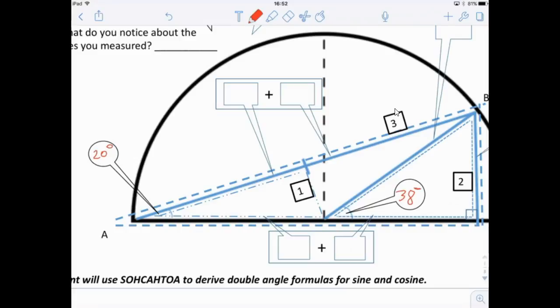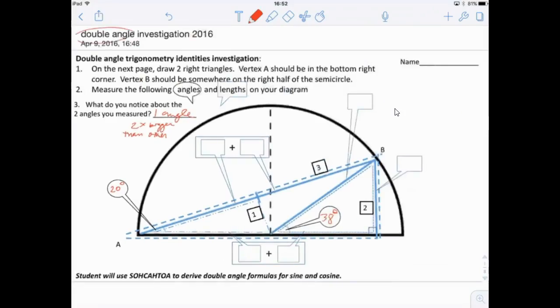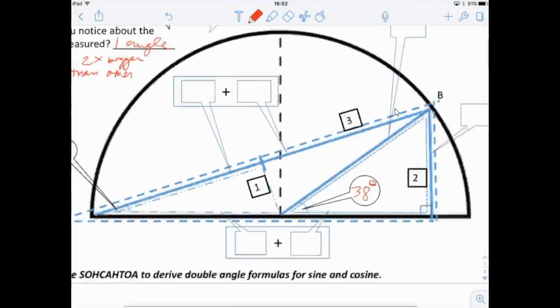So you might notice in your case that your two angles have one angle 2 times bigger than the other, okay, which is why we're doing a derivation of the double angle sine and cosine relationships. Okay, now let's measure the others.